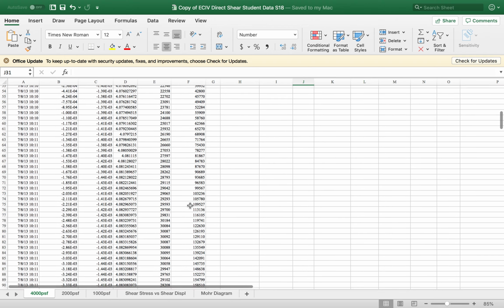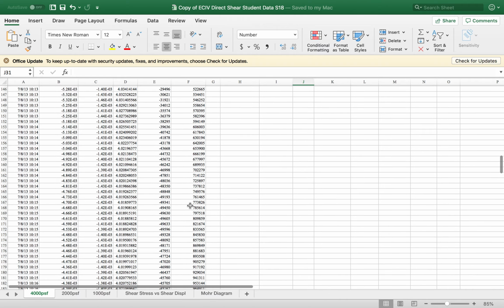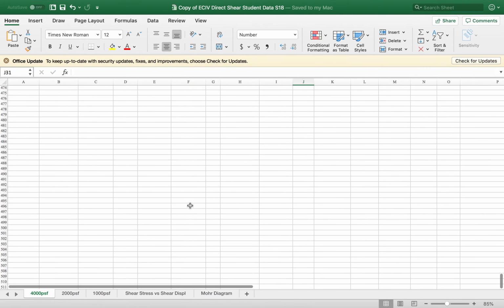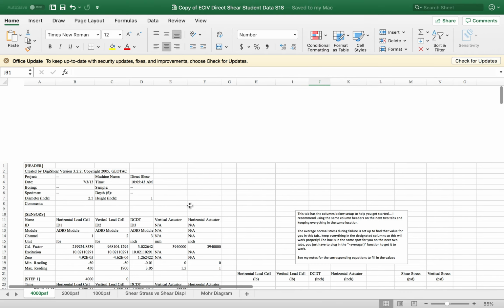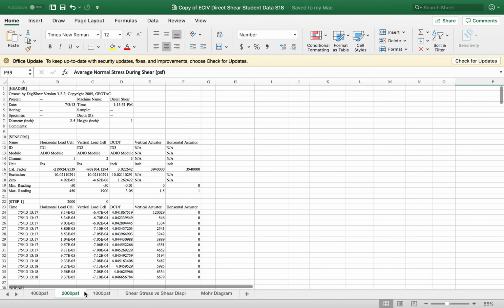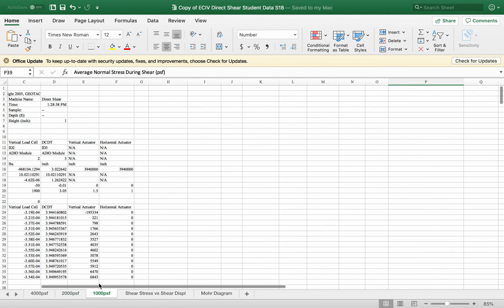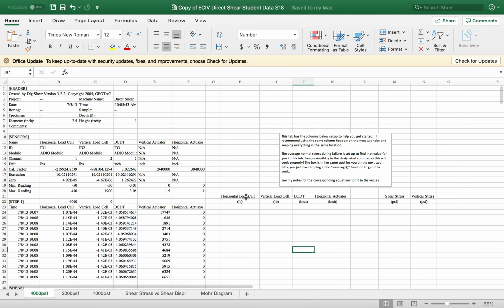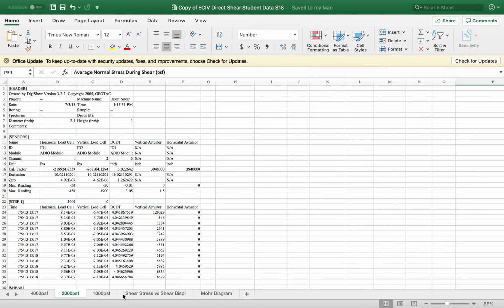These are the different steps. So we have 4,000 PSF. This goes all the way down. And then the next two tabs are just 2,000 PSF and 1,000 PSF. And so basically what you're going to do is fill these columns out for each one of these tabs. So 4,000, 2,000, 1,000.